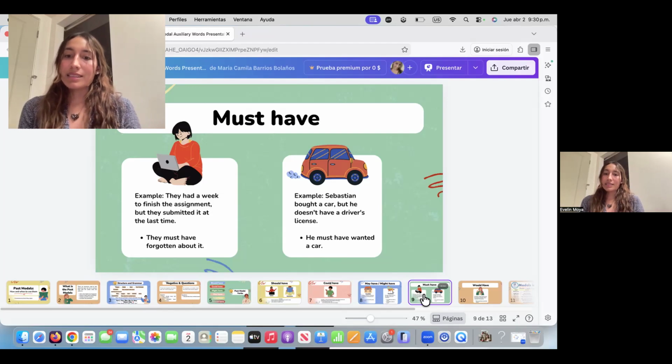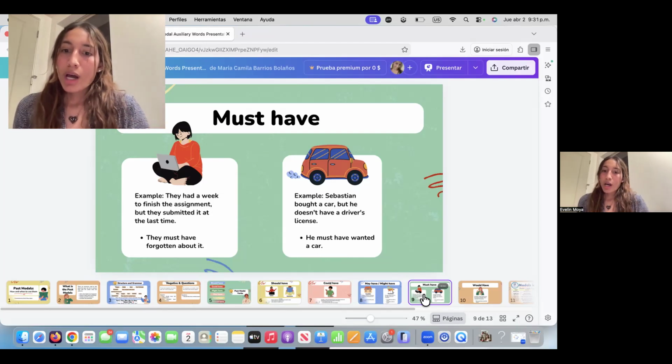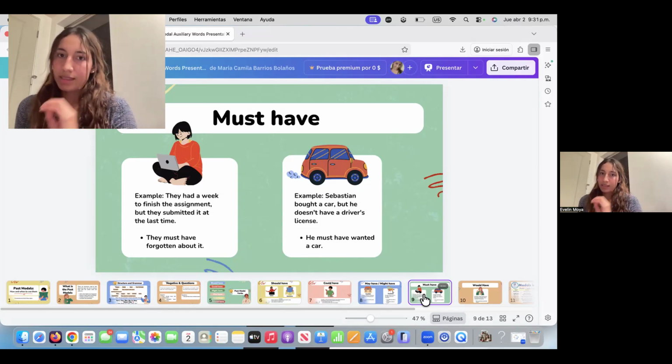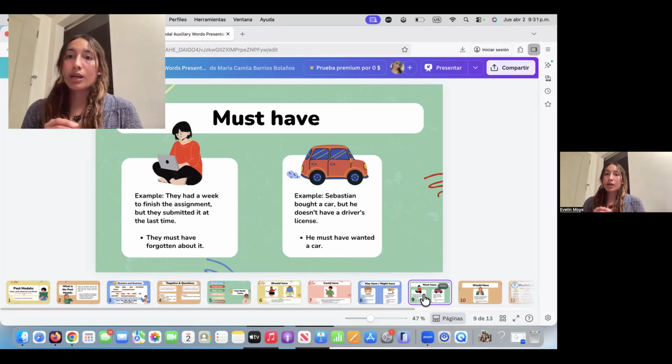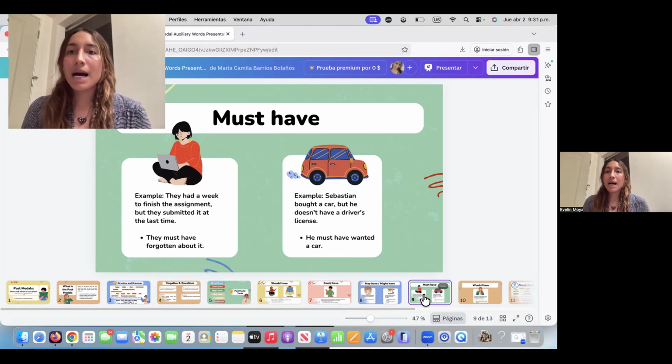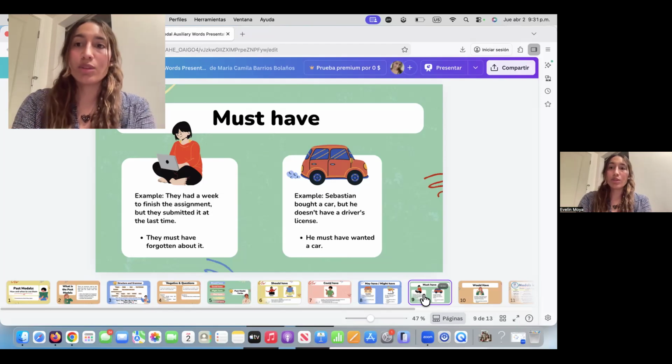So yeah, we use must have when we are almost certain of something based on the evidence, and when it's an obligation, like she must have stopped smoking, because if she doesn't stop smoking, she'll die. So it's very serious. We use must have when we want to express an obligation, or when we want to be very serious about something.